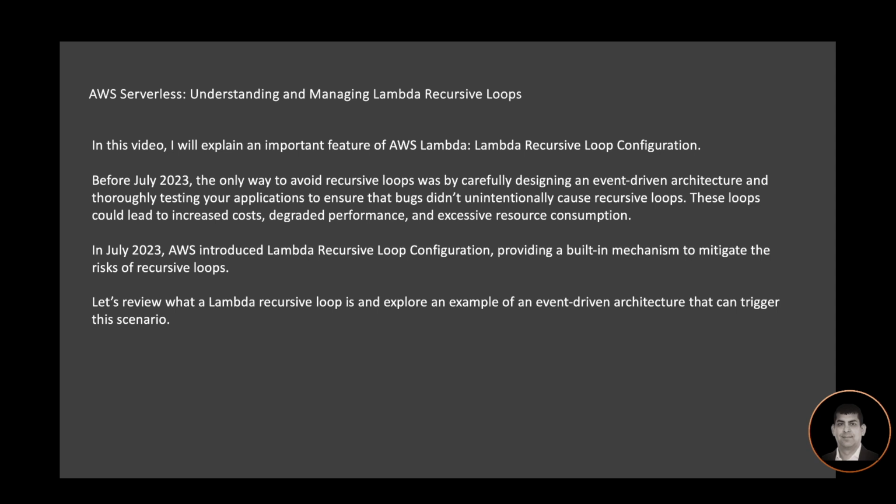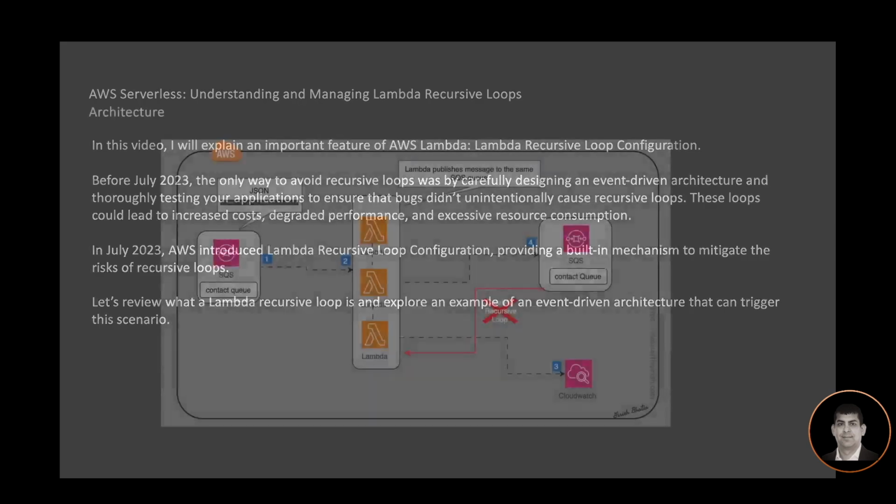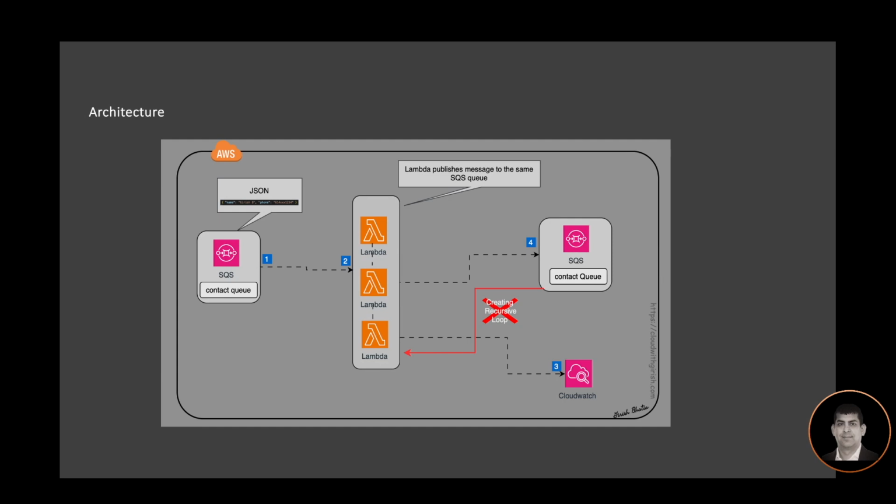In July 2023, AWS introduced Lambda Recursive Loop Configuration, providing a built-in mechanism to mitigate the risk of recursive loops. Let's review what a Lambda Recursive Loop is and explore an example of an event-driven architecture that can trigger this scenario. Let's look at our architecture.